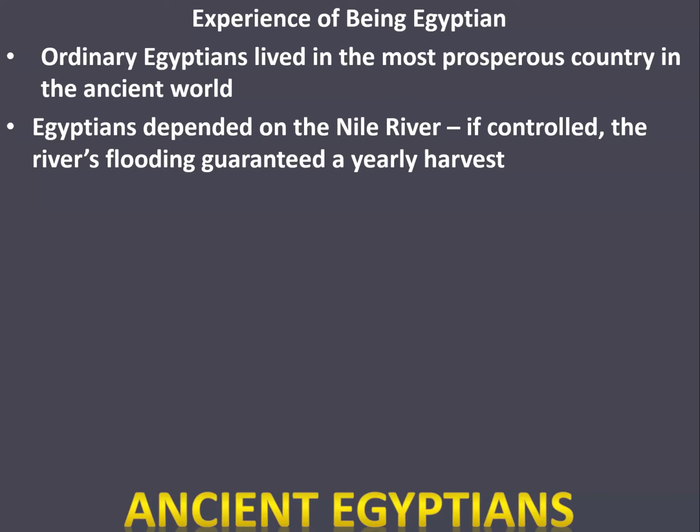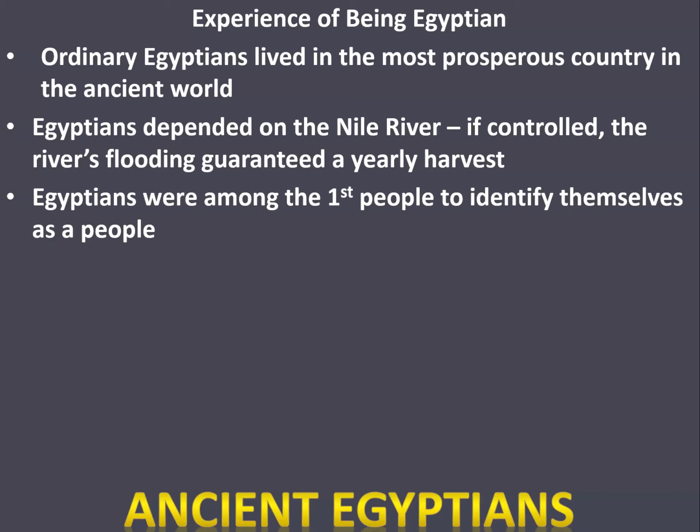As we'll talk a lot about today with Egyptian geography, Egyptians very much depend on the Nile River. If they were able to control the flooding, the river guaranteed a yearly harvest. And early on in ancient Egypt's civilization and in their history, they were able to figure out ways to not only predict the flooding, but also be able to control it through irrigation projects. And that really made life easy for the Egyptians.